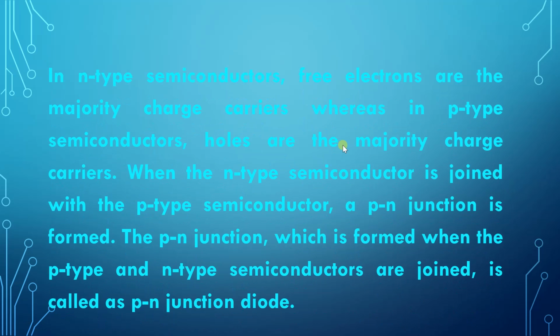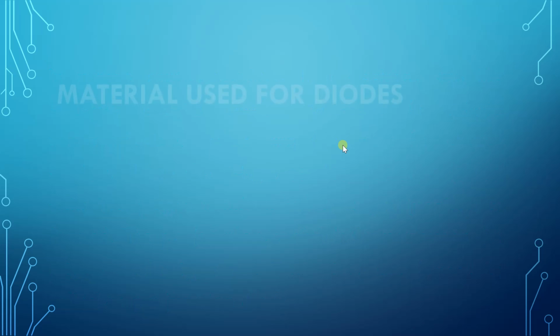In N-type semiconductor, free electrons are majority charge carriers, whereas in P-type semiconductor, holes are majority charge carriers. When the N-type semiconductor is joined with the P-type semiconductor, a PN junction is formed. The PN junction, which is formed when the P-type and N-type semiconductors are joined, is called PN junction diode. So this is a basic definition of PN junction diode.